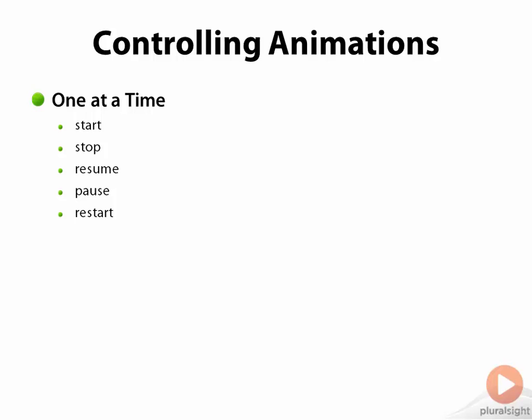There are multiple ways to control an animation. You can start, stop, resume, pause, and restart one animation at a time. You can group animations to run sequentially, or you can group them to run in parallel. You can use behaviors to define the default animation that should be run when a particular property gets changed.